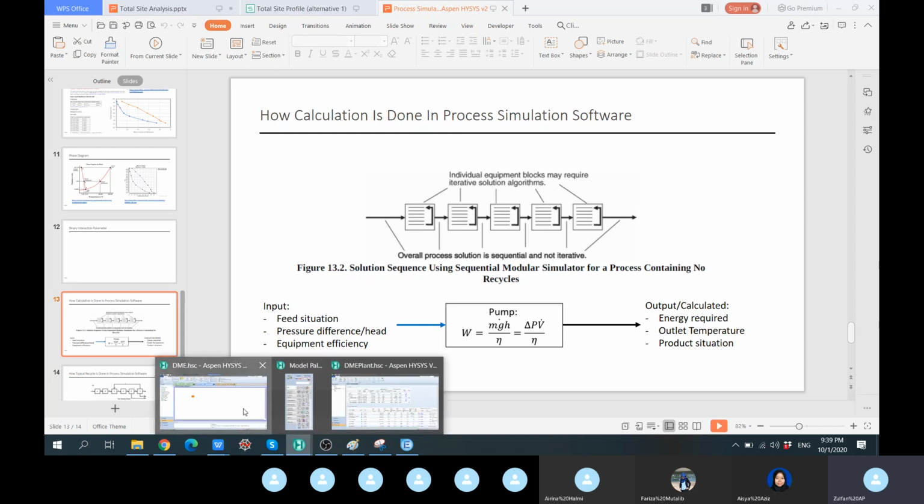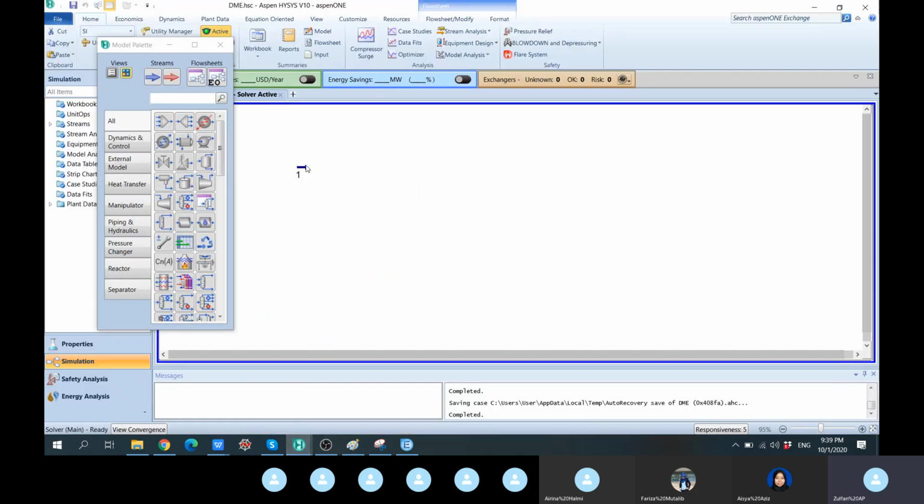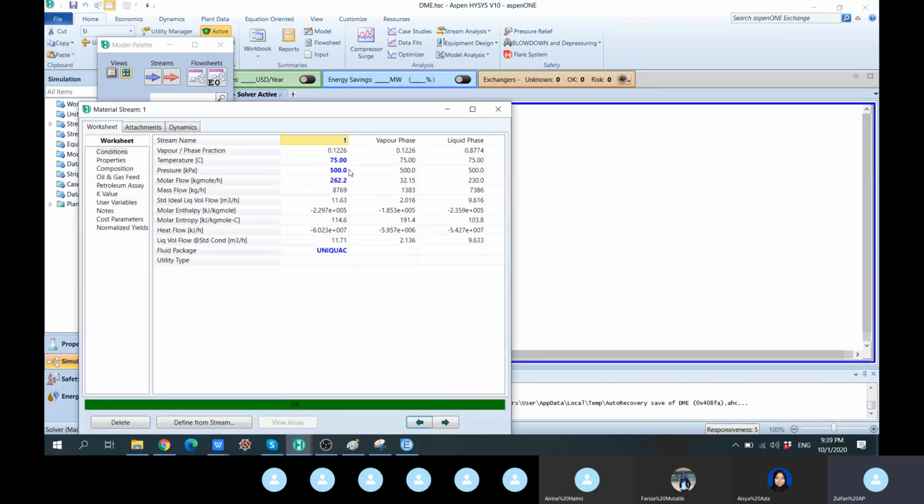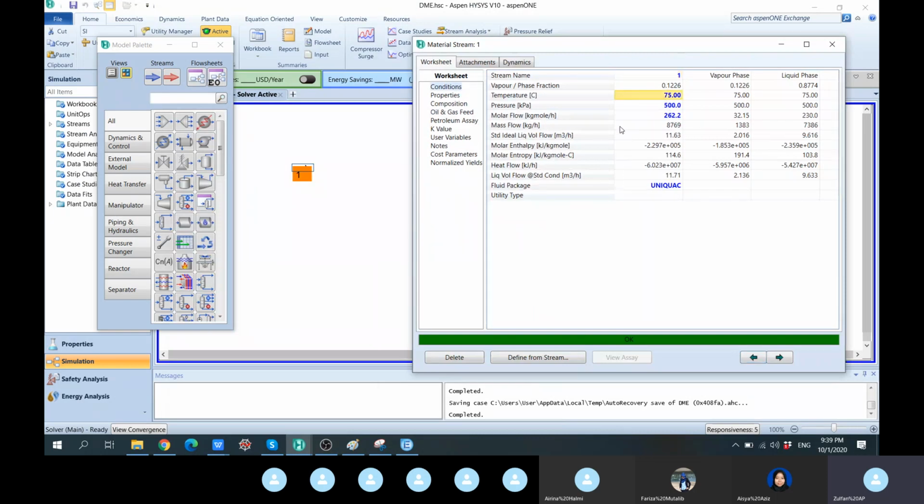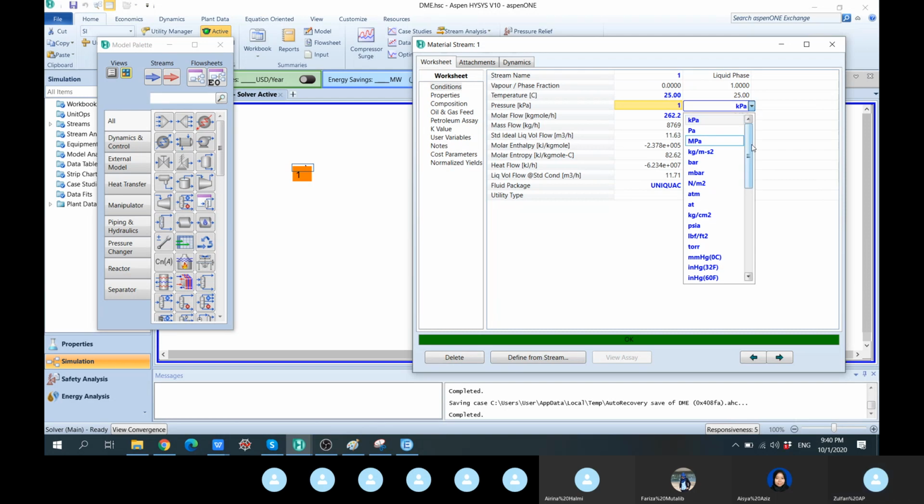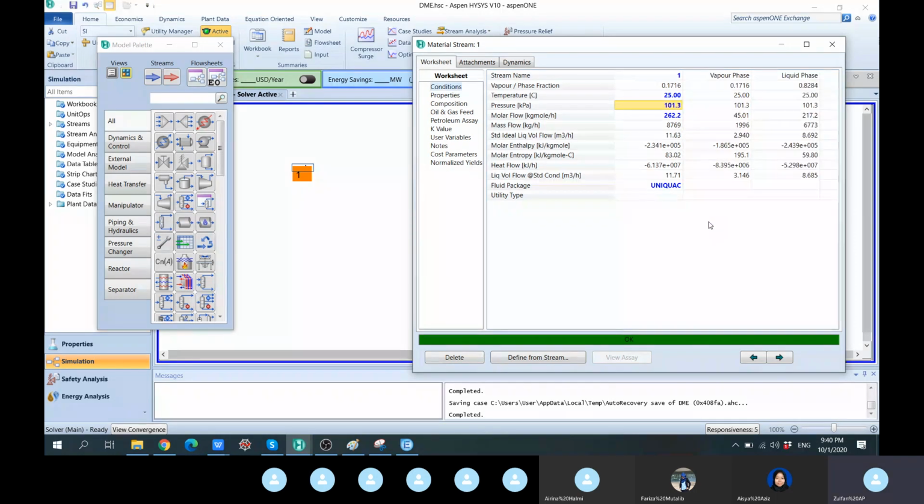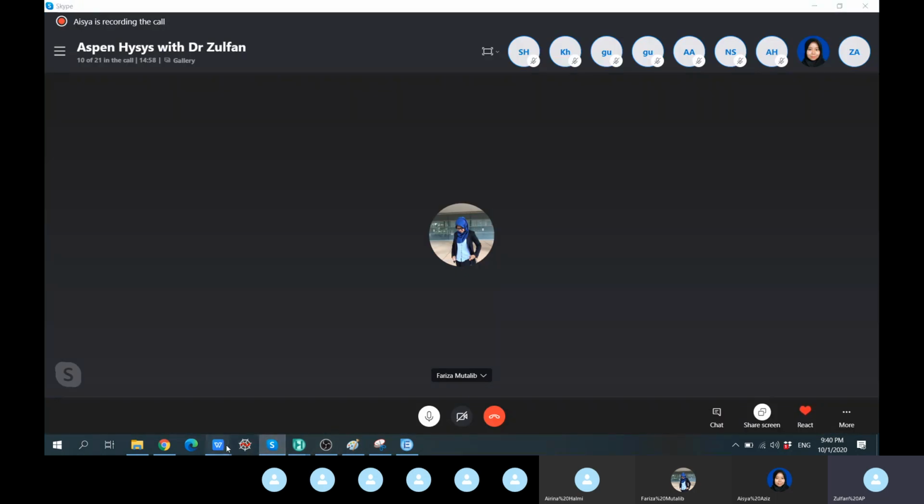So let's put this into practice. We have, for example, just a dummy stream. So we have 75 degrees C. We're going to put in the pump, so that means we need to make this in liquid form. So we have 1 ATM. Same flow rate, 1 ATM. And let's go to our stream.